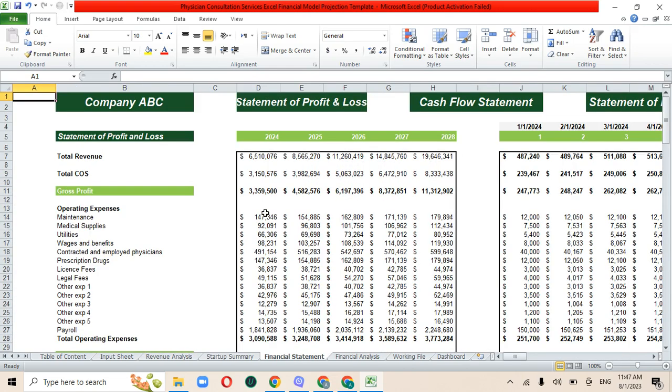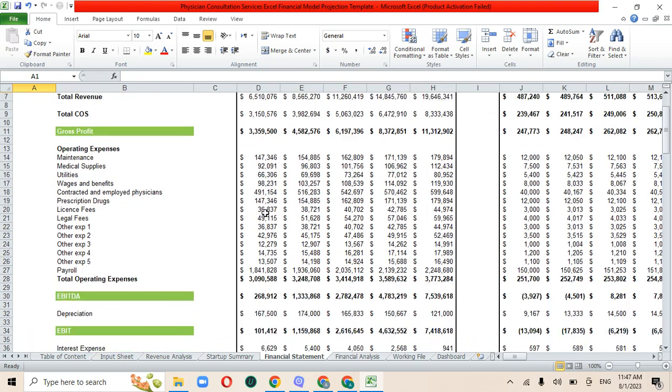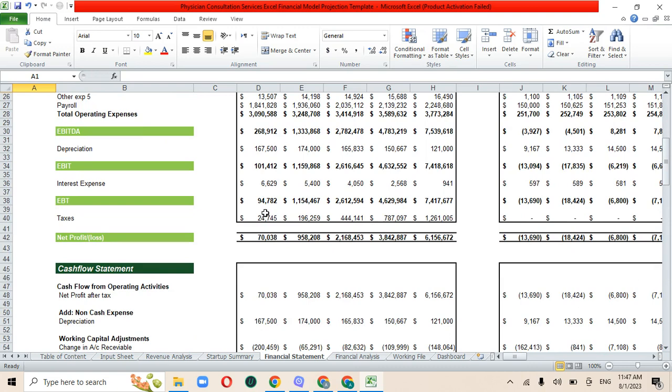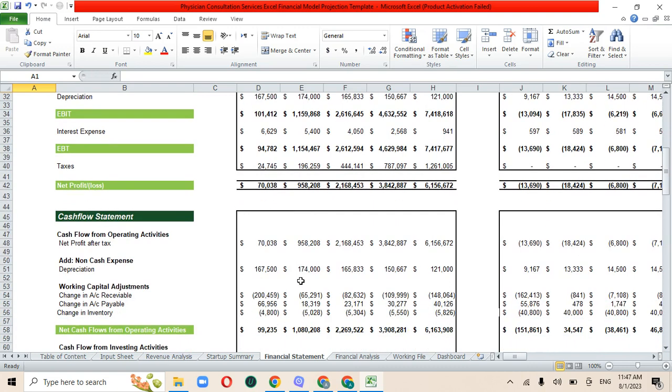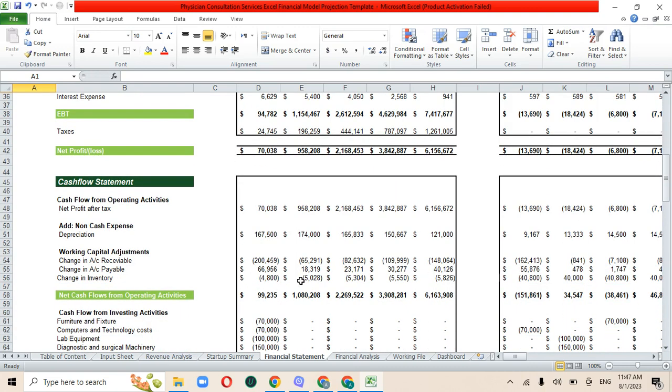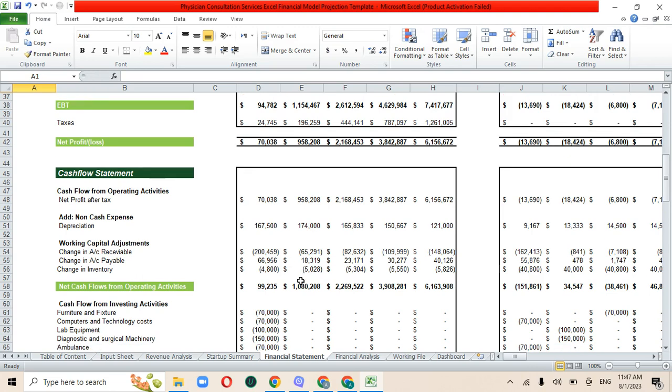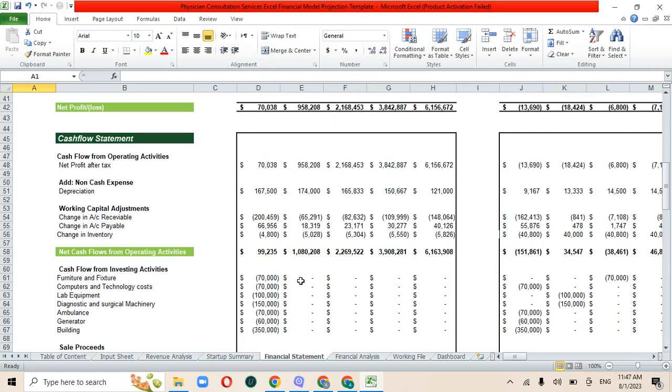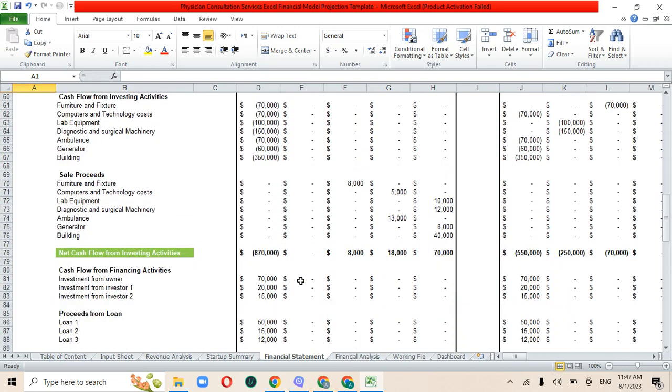Moving on to the financial statements. First of all, we have the profit and loss statement. It includes the information about the revenue, cost of services, operating expenses, and net income. Next, we have the cash flow statement, which includes the cash inflows and outflows of your company through operating, investing, and financing activities.